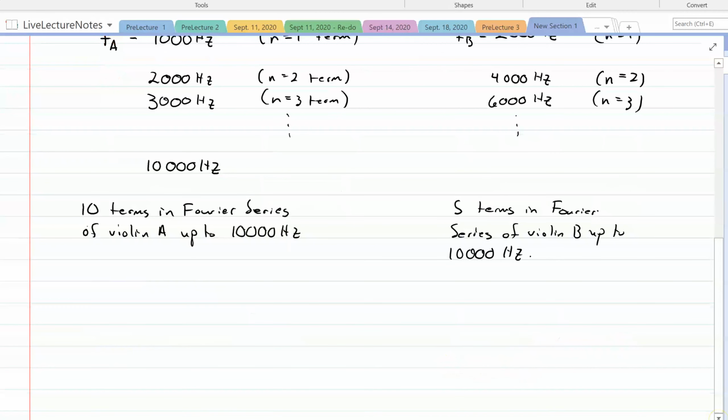Now, what I want you to think about is the number of terms that fit in this range up to 10,000 hertz. How is it related to the period? Remember here, the period of violin A is 1 over the frequency, and the period of violin B is 1 over the frequency. So which one of these has the longer period? The one with the lower frequency, right? So the smaller frequency here leads to a longer period.